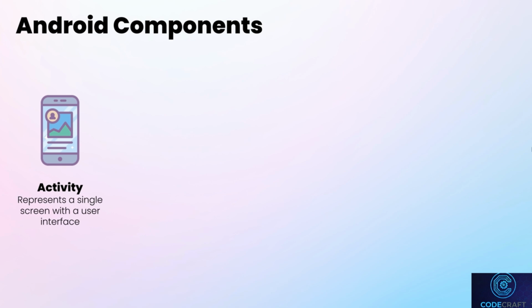For example, let's say you're building a weather app. You might have the main activity that displays the current weather information and another settings activity where users can customize the app's behavior. And we worked with activities in the previous applications and the previous project.